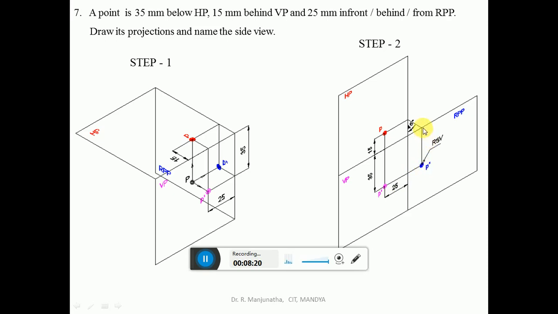So this is going to be P double dash. This will be the front view distance and this is going to be the top view distance. Since it is behind RPP, we are going to get it in the right side view. So this is how we will be able to analyze the problem of projections of points in the third quadrant when it is in space and when it is projected onto the planes, which is going to look like this. Now we are going to solve this problem by using the sketchbook.